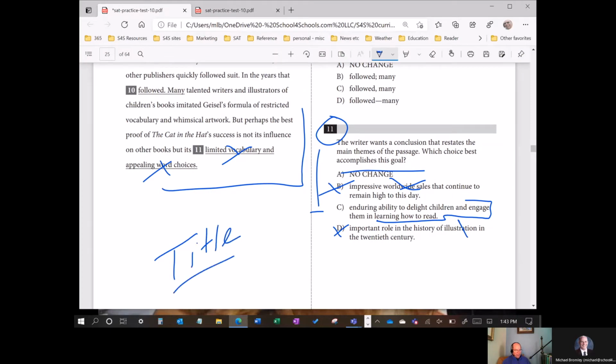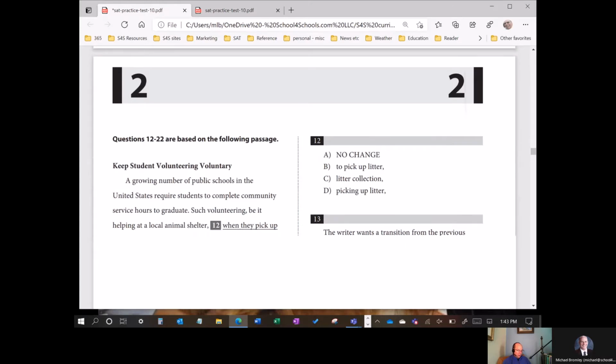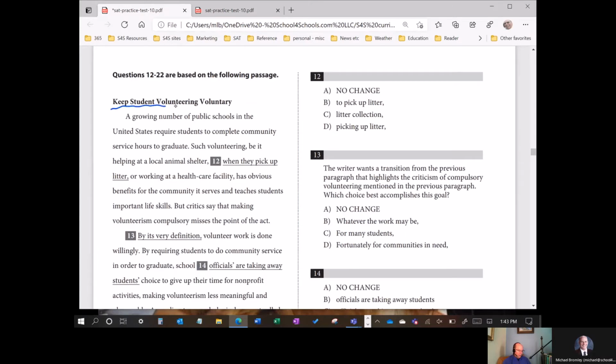Now, in the 4 that our friend Blackout S17 got wrong, let's see if the titles would help us at all. So we're starting on this one. Keep student volunteering voluntary. So this is obviously something that is promoting the idea that volunteering for students should be voluntary.